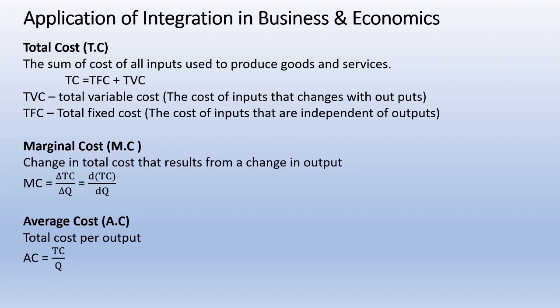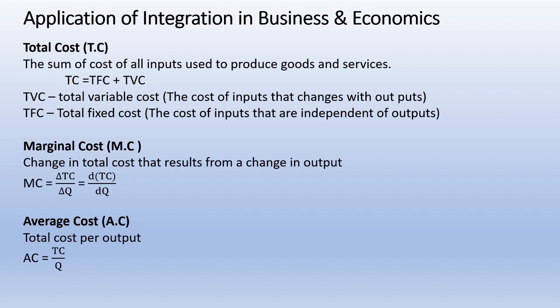Marginal cost MC, change in total cost that results from a change in output. MC is equal to delta TC by delta Q is equal to d of TC by dQ. Average cost AC, total cost per output, AC is equal to TC by Q.